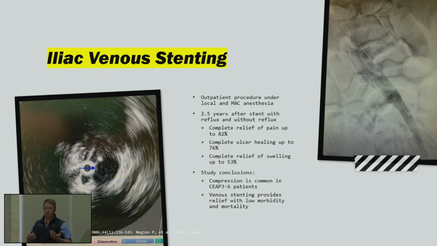So it's an outpatient procedure. Iliac venous stenting is an outpatient procedure performed usually under monitored conscious analgesia. In upwards of 82% of these patients, they have complete relief of their symptoms after this sort of thing. Complete ulcer healing in upwards of 76% of these patients. And they have a tremendous relief of swelling just with treatment of the deep venous system.